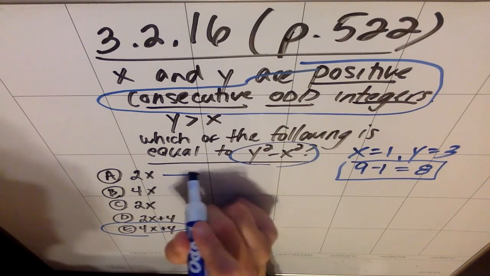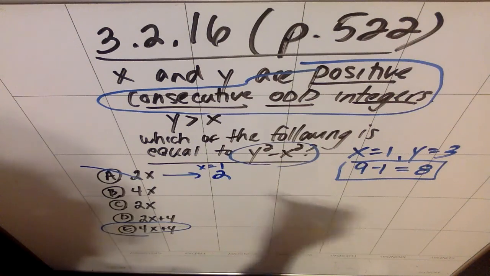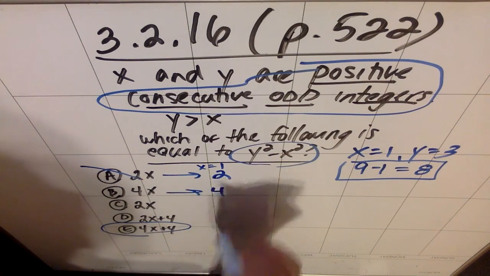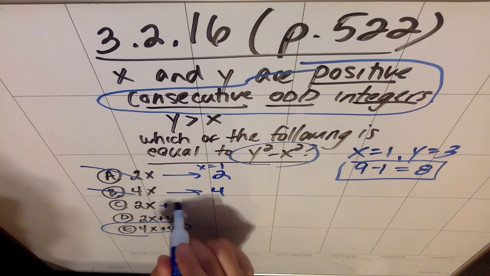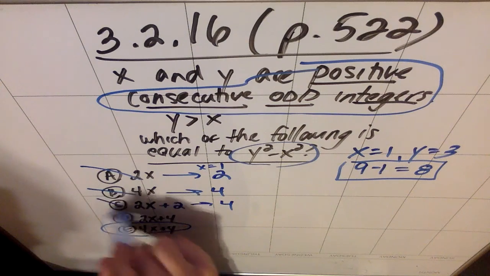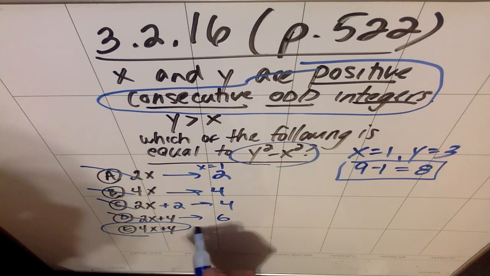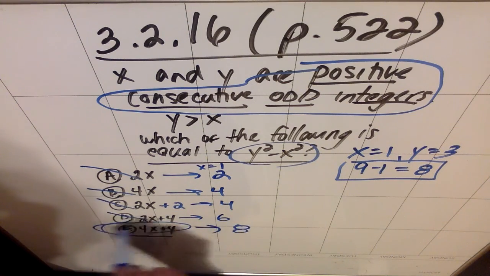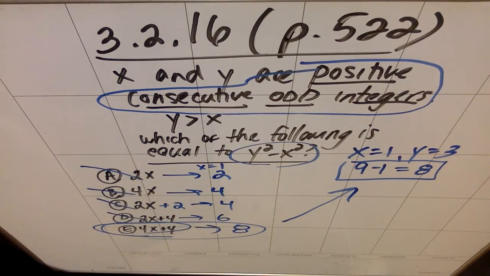So 2x, assuming that I pick x as 1, because that was my setup, would give me a 2. That answer is wrong. 4x would give me a 4. That is wrong. That can't also be 2x. Sorry, that was 2x plus 2, my bad. But 2x plus 2 will give me a 2 plus 2, which is also a 4. Wrong. D would give me a 2 plus 4, which is a 6. Wrong. Oh, look. 4 plus 4 gives me an 8. The only possible answer when I used a simple test case was E, which is the same answer I got the mathy way.